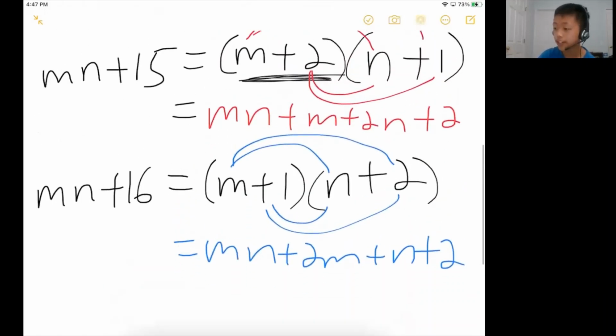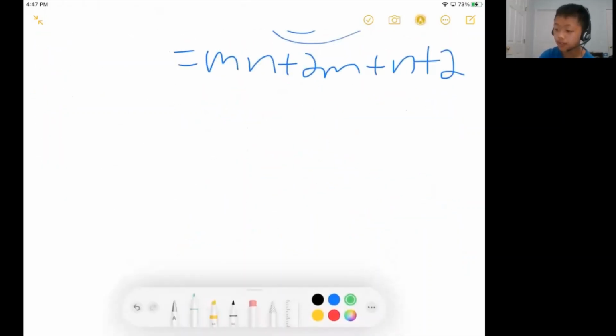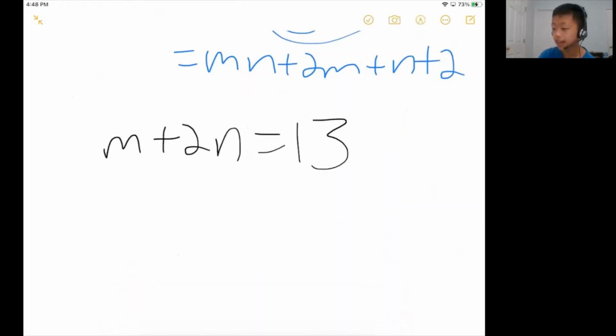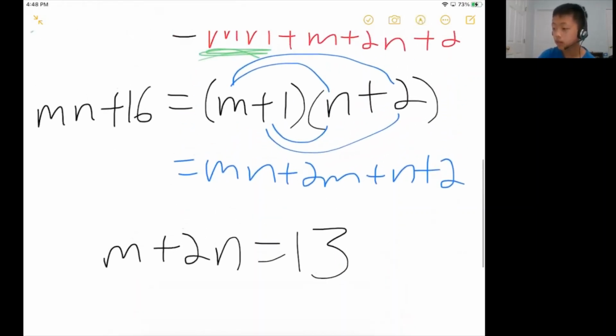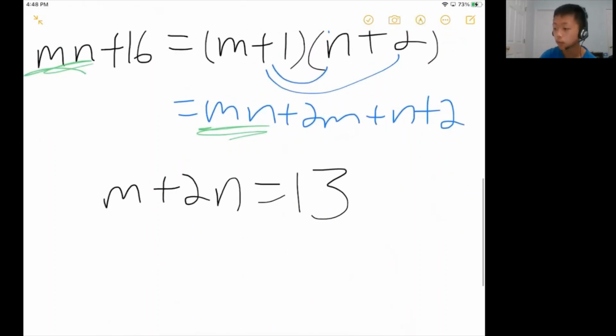From the first equation, we can cancel off an Mn on both sides. We can subtract 2 on both sides. So we get M plus 2N equals 13. And then from the second equation, again, we can cancel off an Mn on both sides, and we can subtract 2 on both sides. So we get 2M plus N equals 14.